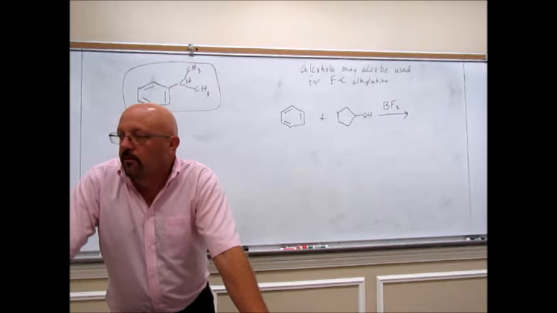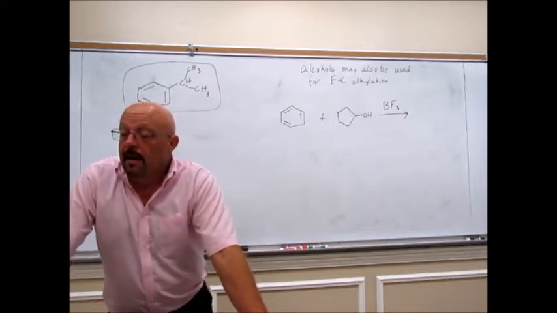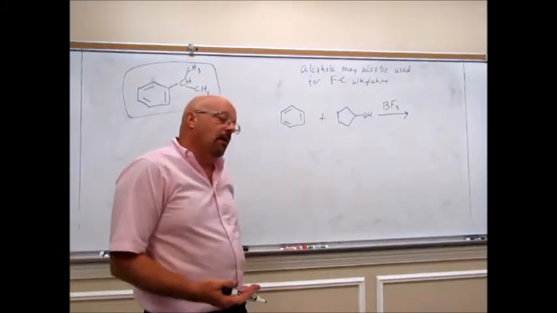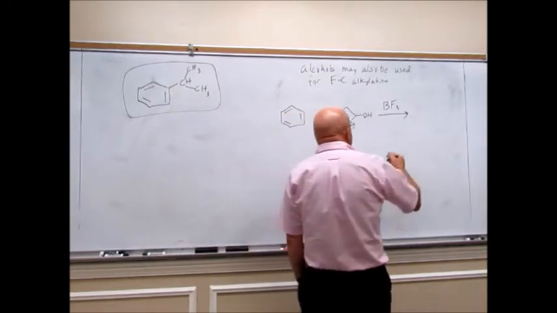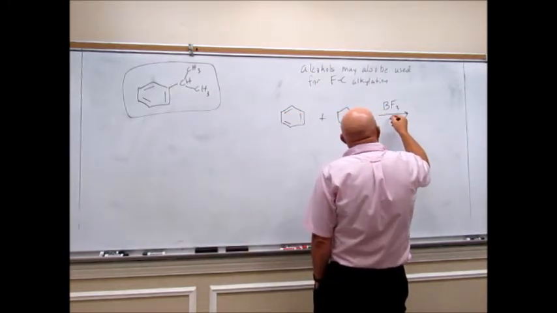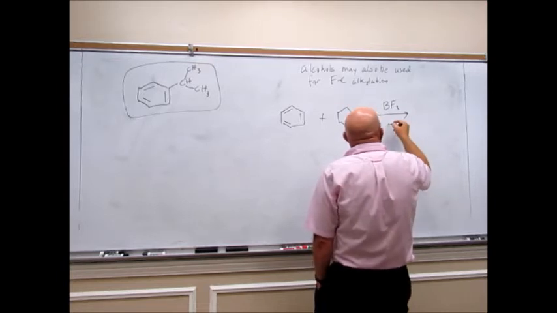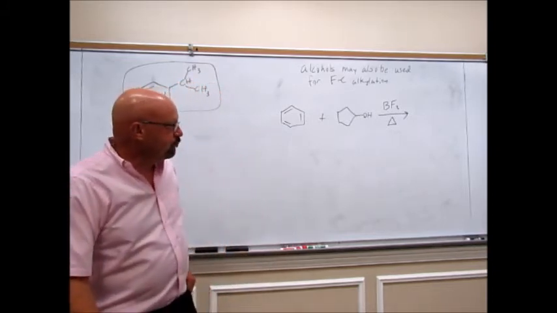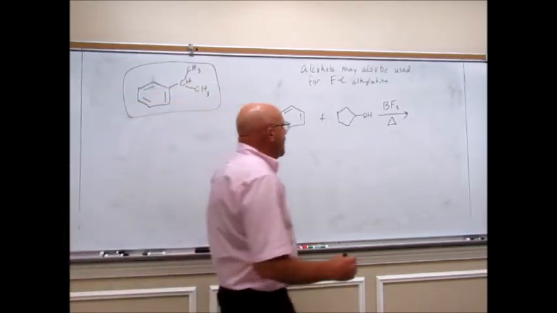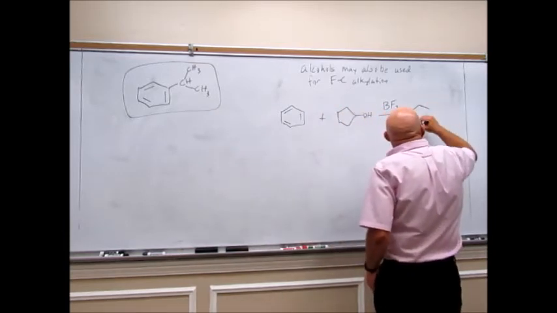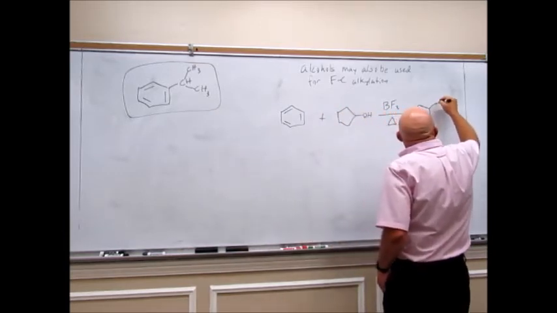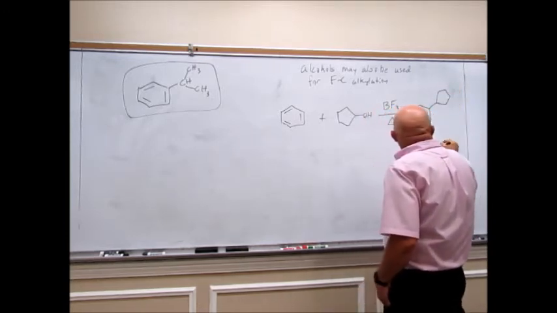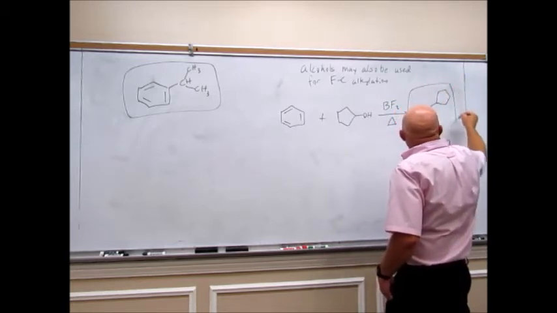I don't know why. So most of the time you're going to see BF3 as the catalyst when you're doing an alcohol. These don't work quite as well as the alkyl halides, and so they're going to need some heat. We typically heat these 50, 60 degrees, something like that. I'll just put heat. Doesn't matter about the temperature, but we do need heat. And we will put the alkyl group on to the aromatic ring. As a byproduct, we would get water here.